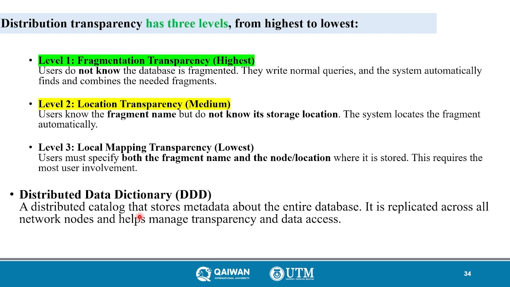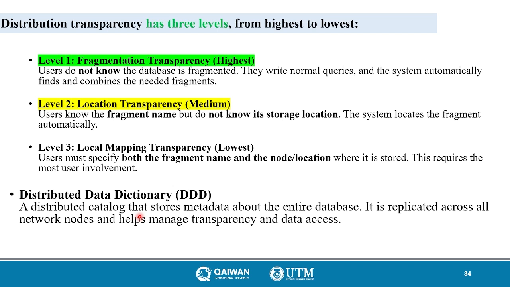Now, level 1, fragmentation transparency, is the highest, which is one of the levels of distribution transparency. Users do not know the database is fragmented. They write normal queries and the system automatically finds and combines the needed fragments.